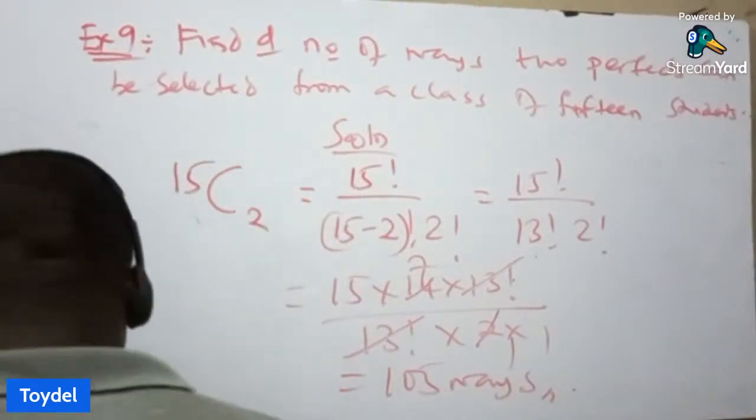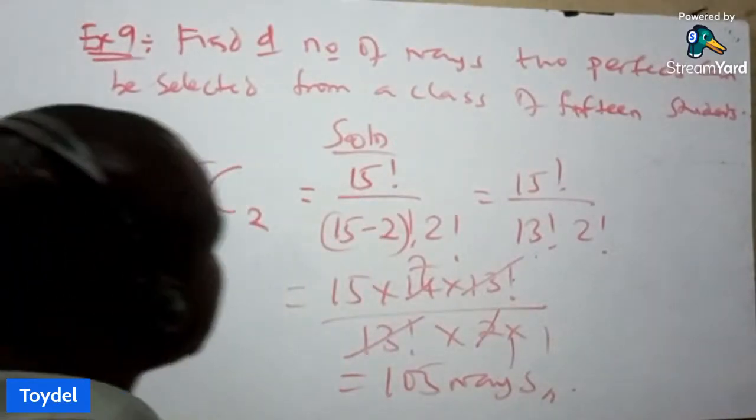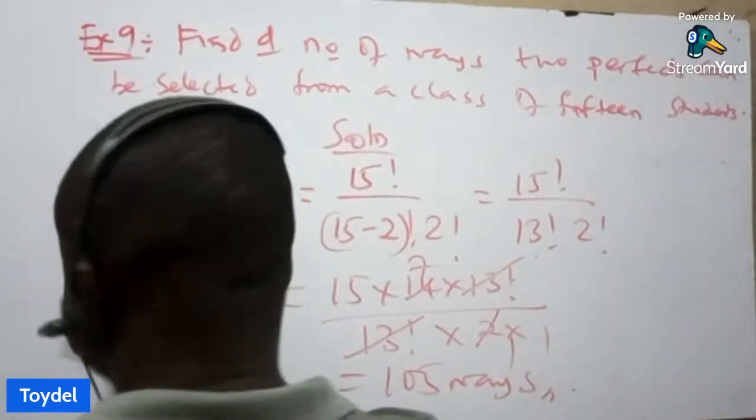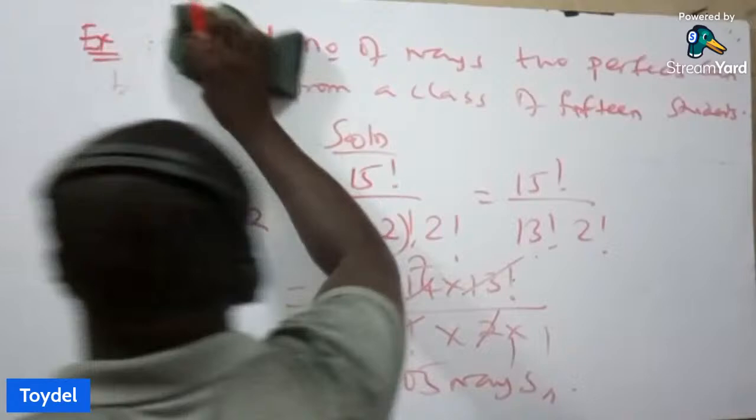So here now we are talking about selection. Order of arrangement does not count under combination. So we should note that. So we take another example.